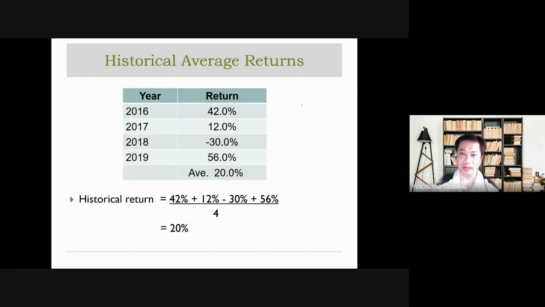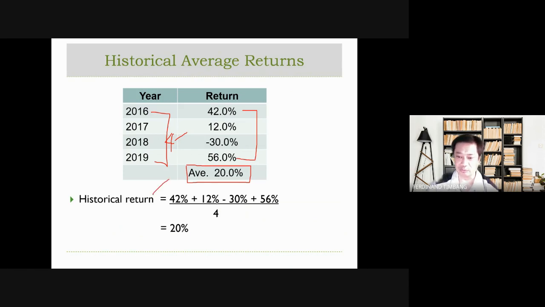Okay, next. What is the historical average returns? No? So for the historical average return, so we simply get the number of years, no, as a divisor, and then we add all the returns. So meaning, if you have 2016 to 2019, and this is 4 years, di ba? 4 years yung lalabas, you simply add all of this. So once you added, and then divided by 4, you will get an average of 20%.